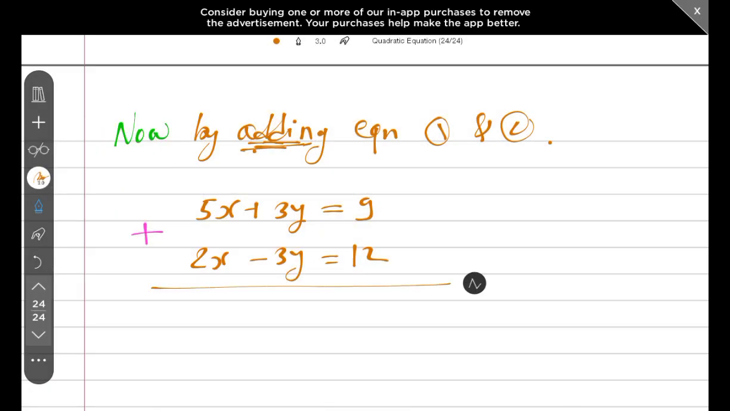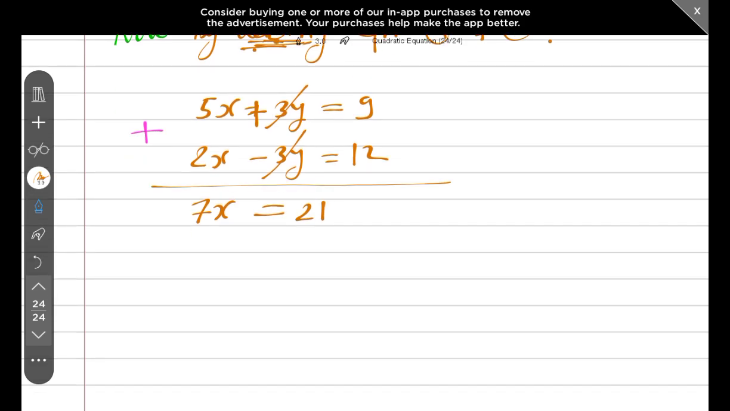very good. Now see, by just adding these two equations, what will we get? Here it is 5x, here it is 2x. So 5x plus 2x, we will get 7x. 5 plus 2 is 7, x is as it is. So here plus 3y, and here it is minus 3y, so the 3y will get cancelled by each other, right? Again here, 12 plus 9, how much is it? It becomes 21.